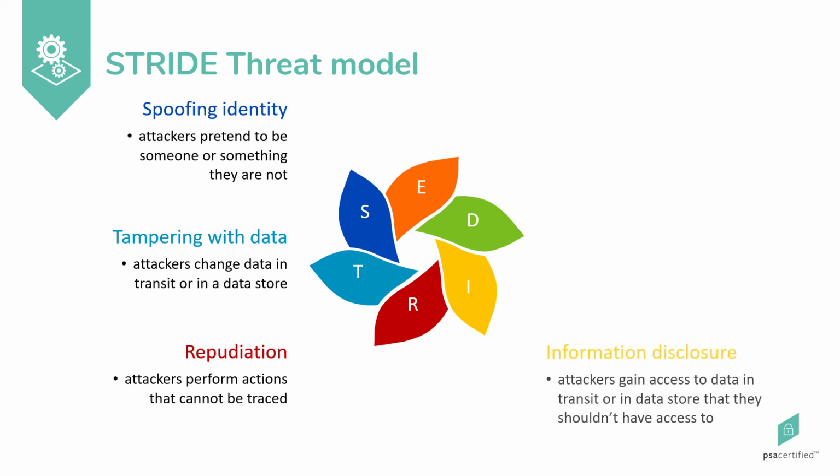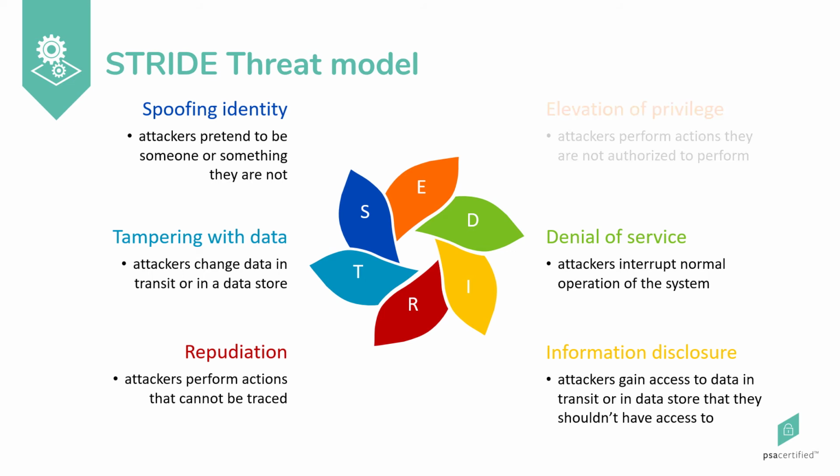Next, we have information disclosure. This covers threats that involve the exposure of information to individuals who are not supposed to have access to it. Next, we have denial of service, or DOS. Attacks deny services to valid users. You must protect against certain types of DOS threats to improve system availability and reliability.